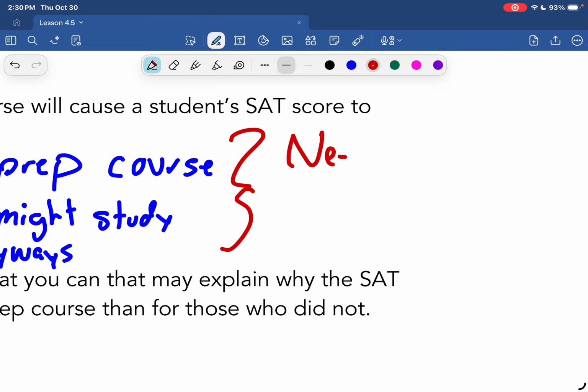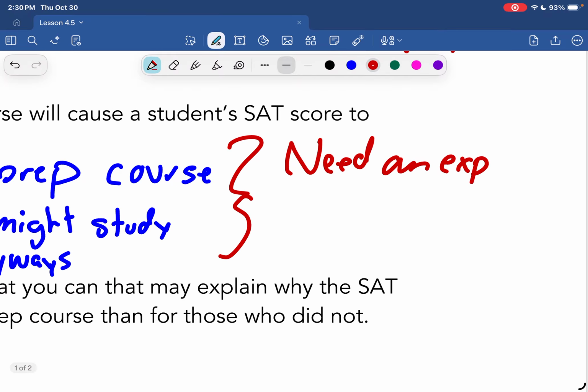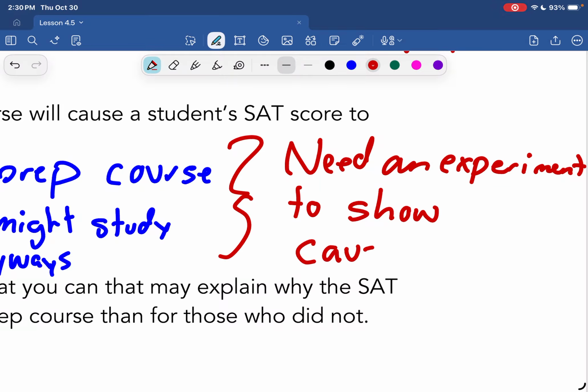Now, we would need an experiment to show causation. So when we're talking about this whole idea of is this causing it, we can use an experiment to help us show causation. But right now with what we have, we don't have much.